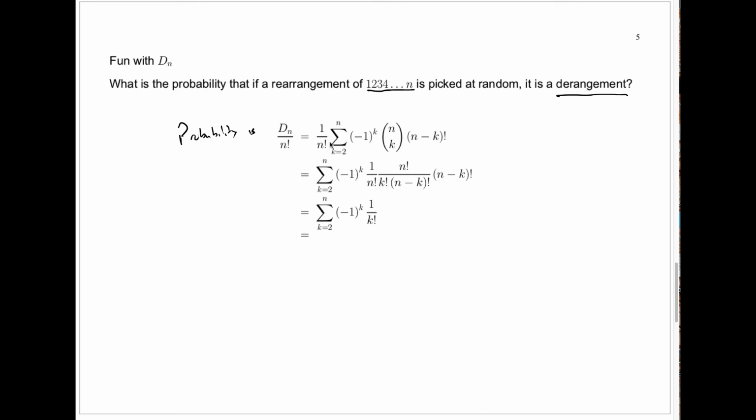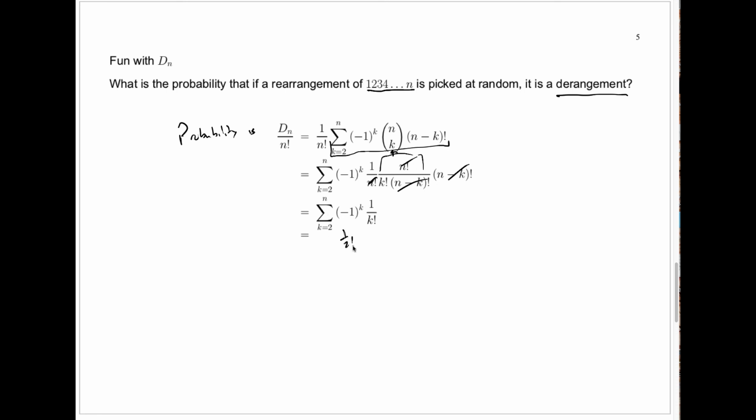Well, this was exactly our formula for d sub n, so d sub n over n factorial is just 1 over n factorial times that formula. And I'm going to put that 1 over n factorial in here, and I'll write n choose k as n factorial over k factorial times n minus k factorial. So that's this part here, and the n minus k factorial is there. Notice that the n factorial cancels there, and I get left with something very simple: just the sum from k equals 2 to n of minus 1 to the k times 1 over k factorial.